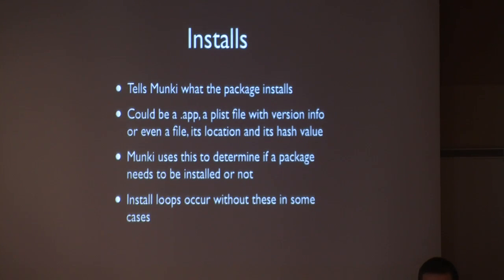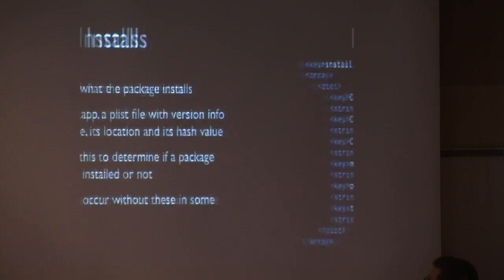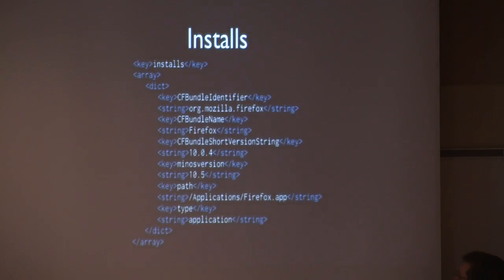And Munki uses this to determine if it's installed, so it's very important that you have installs. Otherwise, you can get stuck in loops. And I've seen this happen before with several Adobe products. So you need to make sure that you have it straight in your package info. Here's an example of Firefox. It looks complicated, but you can see this is the receipt that it writes, org.mozilla.firefox, just reverse DNS. And the name of it's Firefox. Version is 10.0.4.